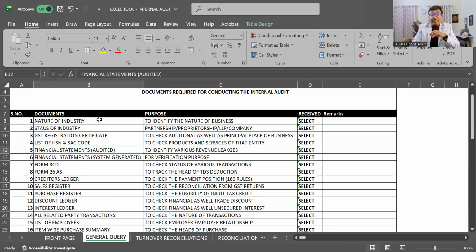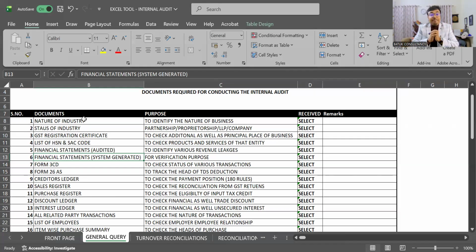Sir, we also need to demand the system generated financial statement, so that we can easily check whether there is any variance between the system generated financial statement and the audited financial statement. Whether all the necessary adjustments have already been done in the system generated financial statement or not. Because many times what happens is, at the time of audit we may make some changes and we forget to make the changes in our books of accounts. It may create some issues. So we need to think from that perspective also.